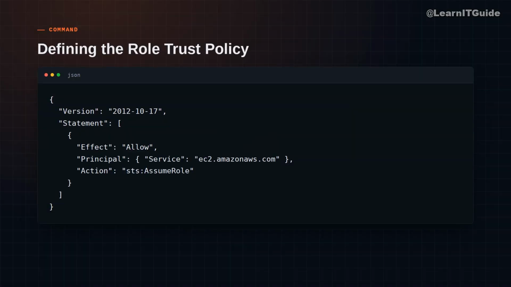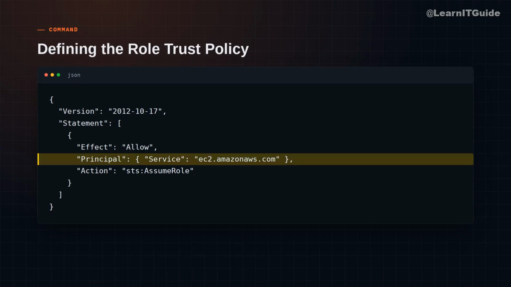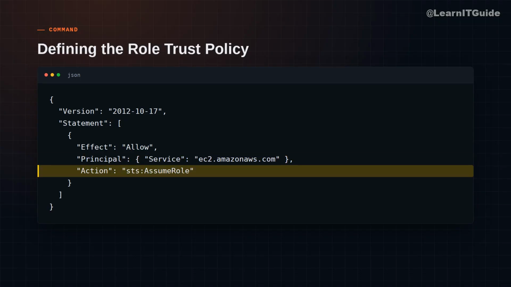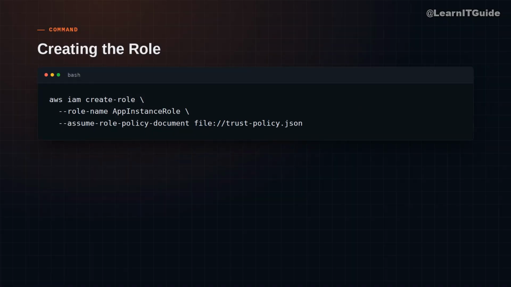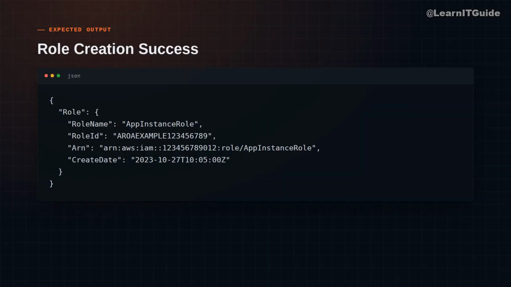A role needs a trust policy. This tells AWS who is allowed to wear this uniform. Here, we allow the EC2 service to assume this role. This is the mechanism that generates temporary credentials for your instances. Finally, we create the role entity. This creates the app instance role in your account. Right now, it has no permissions. It is just an empty shell waiting for us to attach the policy we created earlier. The output verifies our role exists.